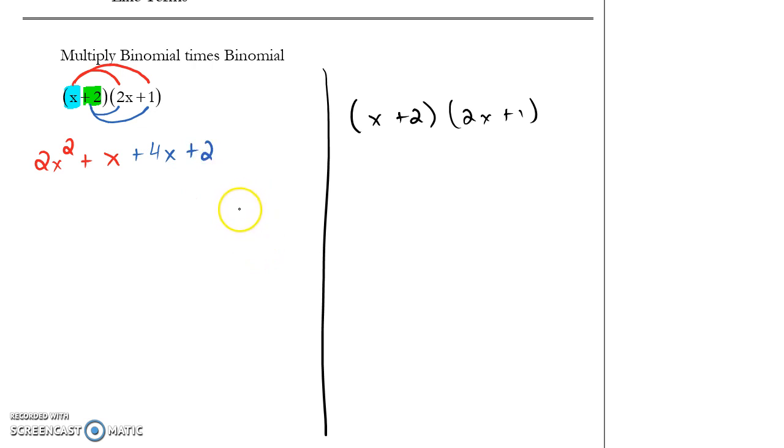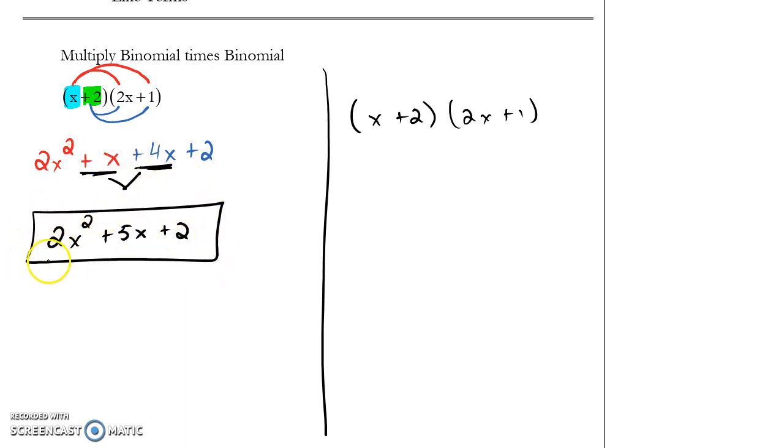You have to do the same distributive property we've been doing, but you have to do it twice in the case of our binomials. The second part is like terms. Now that I've multiplied, I do have like terms in here, and those have to be combined. 2x squared is on its own, it doesn't have like terms. X plus 4x, both of them are positive. That gives me a plus 5x and a plus 2. These are not like terms. I'm done.